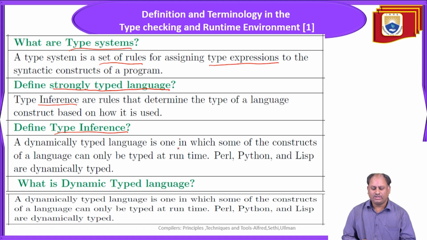A dynamically typed language is a language in which some of the constructs of the language can only be typed at runtime, like Perl, Python, and Lisp. What are dynamically typed languages? A dynamically typed language is a language in which some of the constructs can only be typed at runtime. Examples: Perl, Python, and Lisp are dynamically typed.